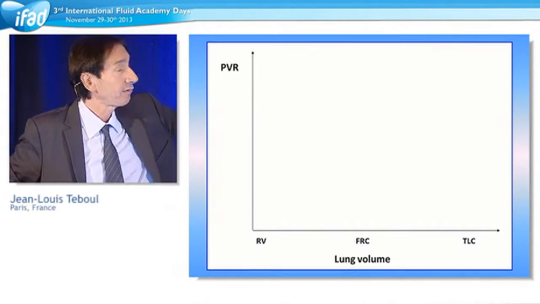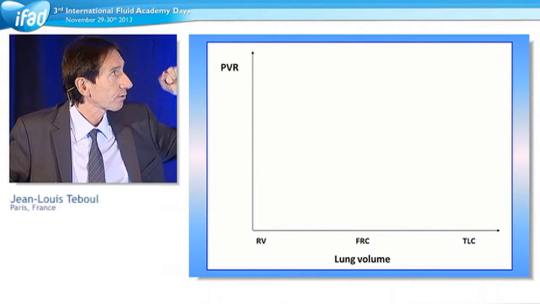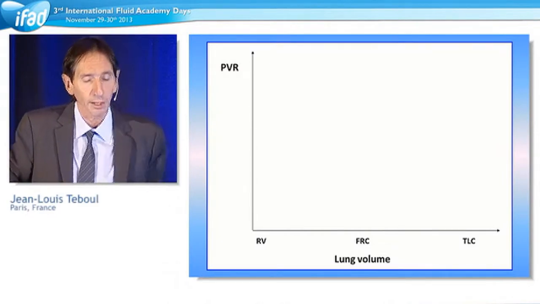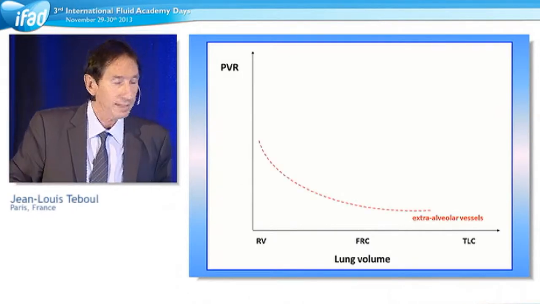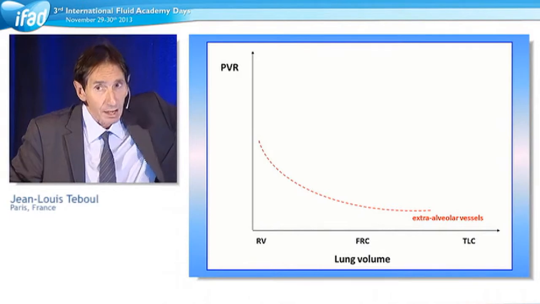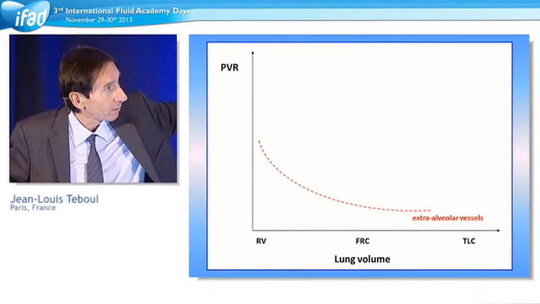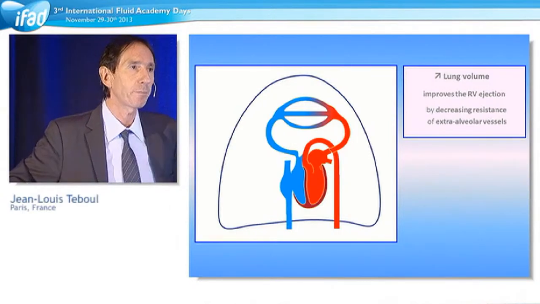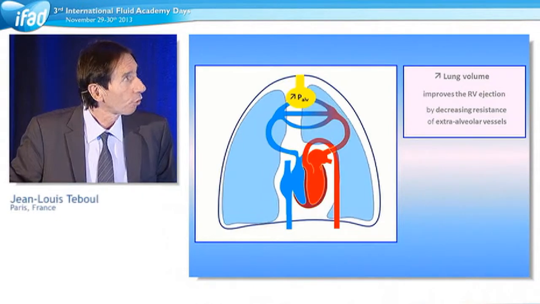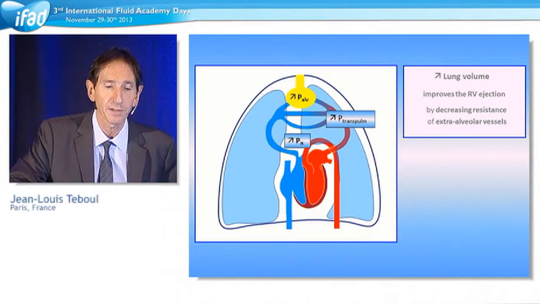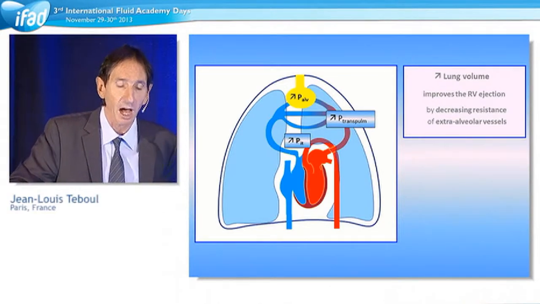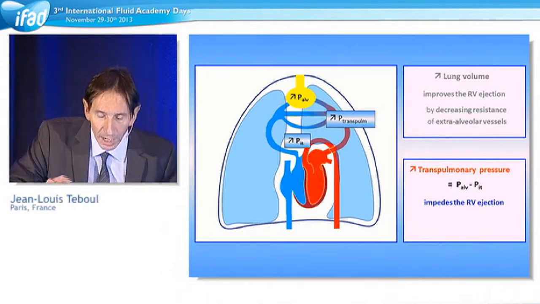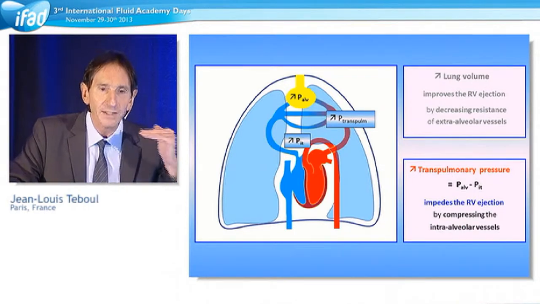And if I represent the vascular resistance of the pulmonary vessels on the y-axis and lung volume on the x-axis, you have the residual volume, the FRC, and the total lung capacity. This is well known, and the resistance of the extra-alveolar vessels goes down with increase in lung volume. But there is a curvilinear curve shape. But at the same time, because of the squeezing of the intra-alveolar capillaries, you also should have an increase of the transpulmonary pressure, that is to say the difference between the alveolar pressure and the intrathoracic pressure, and this increase in the transpulmonary pressure will impede the right ventricular ejection by compressing the intra-alveolar vessels.